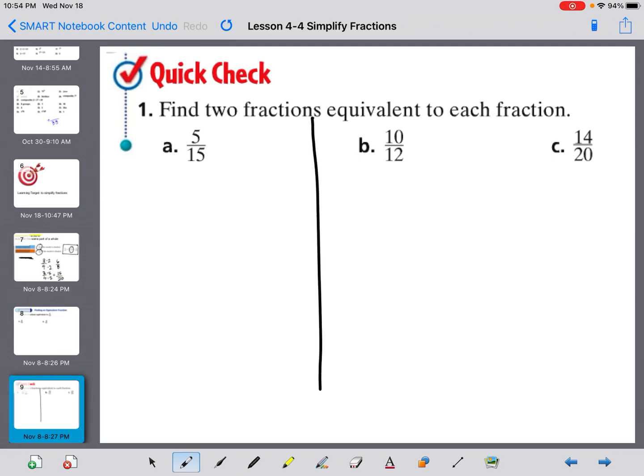So go ahead on your notes and find 2 equivalent fractions to each one listed on your paper. Pause and go.